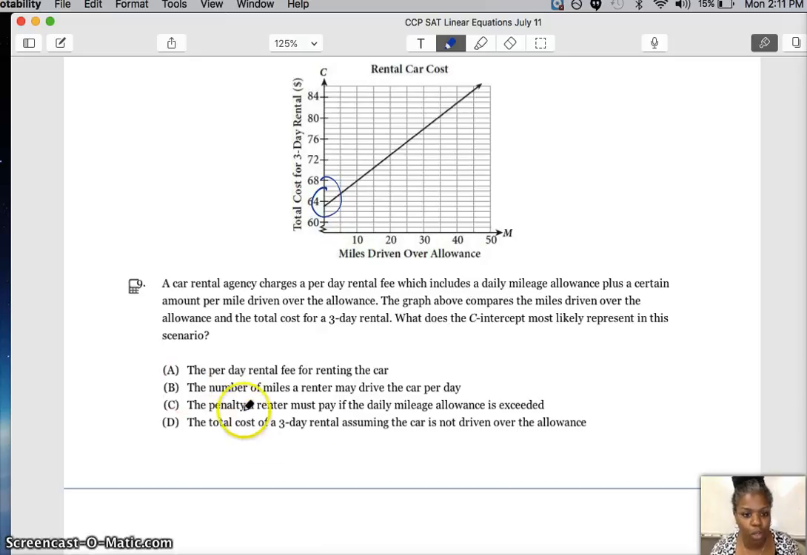And so you go down and you look through the list: the per day rental fee for renting the car. That sounds really reasonable. Let's check the other options. The number of miles a renter may drive the car. That doesn't make sense, to walk in the door and be charged for a number of miles, right? The penalty a renter must pay if the daily mileage allowance is exceeded. That doesn't seem to fit if, remember, nothing happens and you are paying 60 some odd dollars. The total cost of a 3-day rental, clearly it's not that. So we can feel confident that A is the correct answer there. Let's look at number 10.